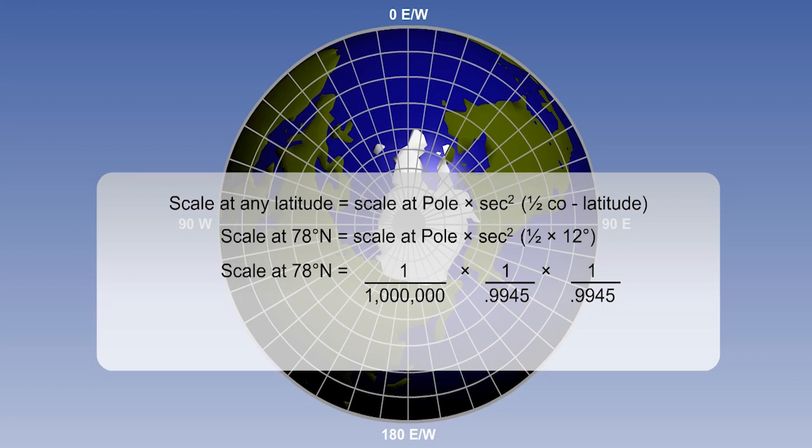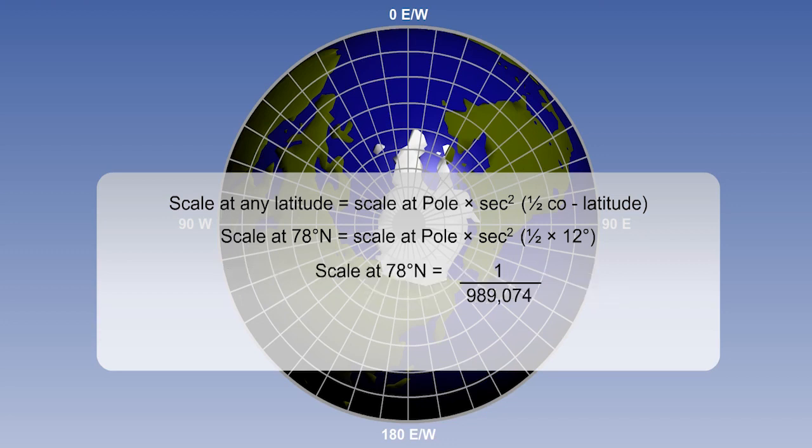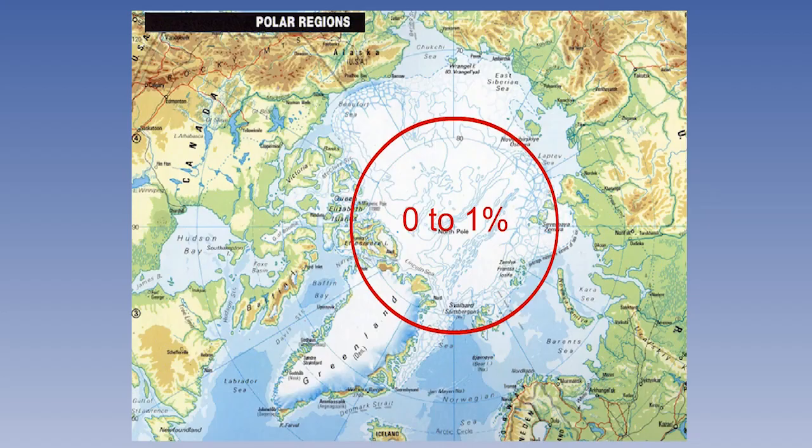We can look up the cosine of 6 degrees on our calculators. Rounded to 4 figures, it's 0.9945. And if you now multiply out the right-hand side, you'll find that you get a scale of near enough 1 to 990,000. A scale of 1 to 990,000 is within 1% of our original scale at the pole of 1 to 1 million.